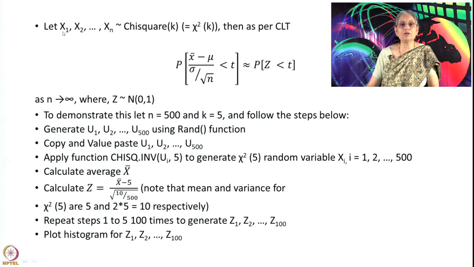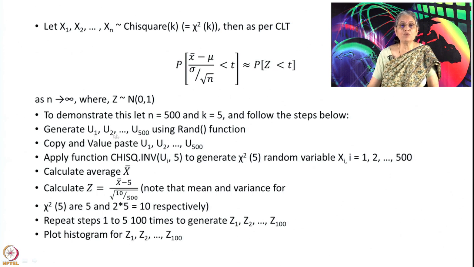So, we want to show that if x1, x2, xn follow chi squared distribution with k degrees of freedom, then the probability of the standardized variable of x bar, that is x bar minus mu divided by sigma over square root n, being less than t is the same as the probability of z being less than or equal to t, as n tends to infinity, where z is a standard normal variate. To demonstrate, for the time being we will take n to be 500 and k, the degrees of freedom of chi square, to be 5, and then we take the following steps.